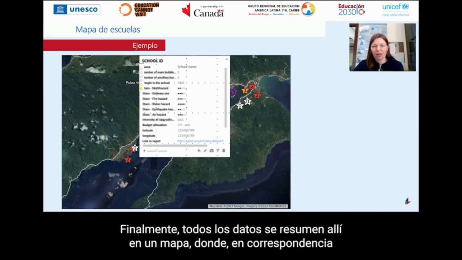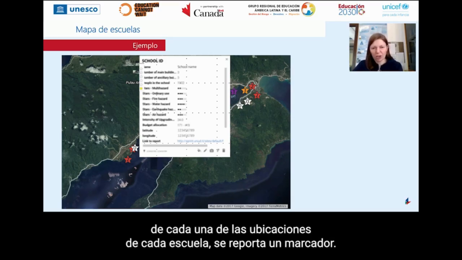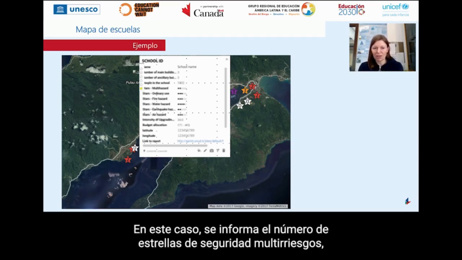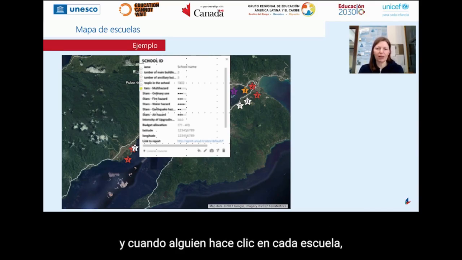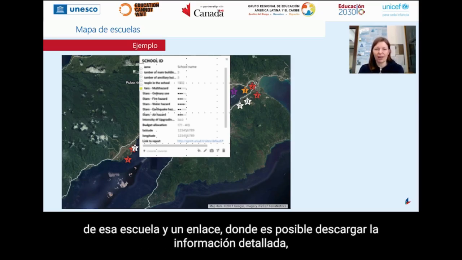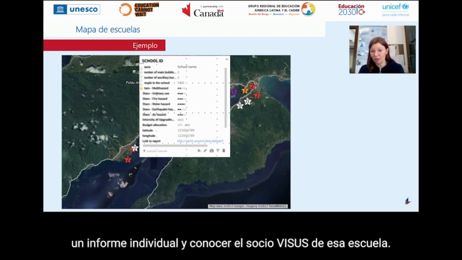Finally, all the data are summarized in a map where, in correspondence of the location of each school, a marker is reported. The marker can vary depending on the layer that is visualized. In this case, the number of multi-hazard safety stars is reported, and when you click on the marker of each school, a pop-up opens with the summary data for that school and a link where it is possible to download the detailed individual report and the VISUS panel for that school.